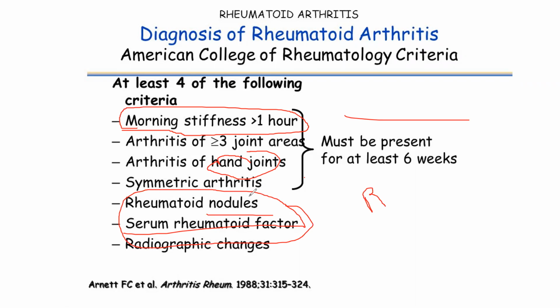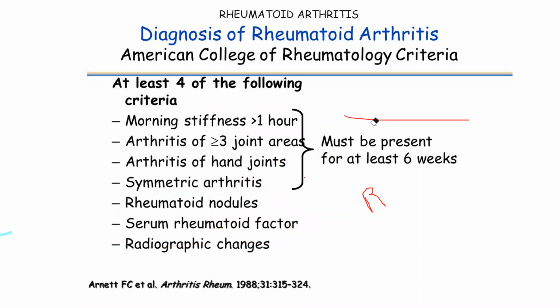Okay, so in the criteria, you just remember only one thing: morning stiffness is most important. Then since it is rheumatoid, obviously rheumatoid nodules and rheumatoid factor are important. So these three things are important. Hand joint is affected, causing swan neck and button hole deformity, and wrist deviation.